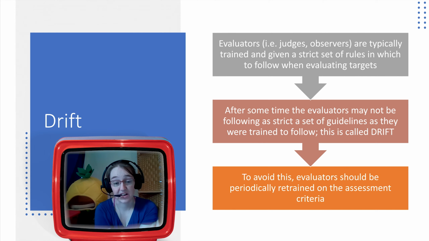Drift: evaluators, judges are typically trained and given strict sets of rules on what to value when evaluating targets, but after some time, evaluators may not be following those guidelines as strictly as they were trained to. This is called drift. To avoid this, evaluators should periodically refresh themselves on the assessment criteria. That's why when I grade tests, I shuffle them, I look over them after, and I keep my rubric in front of me for each question. So if I'm drifting, I can catch it and correct it.